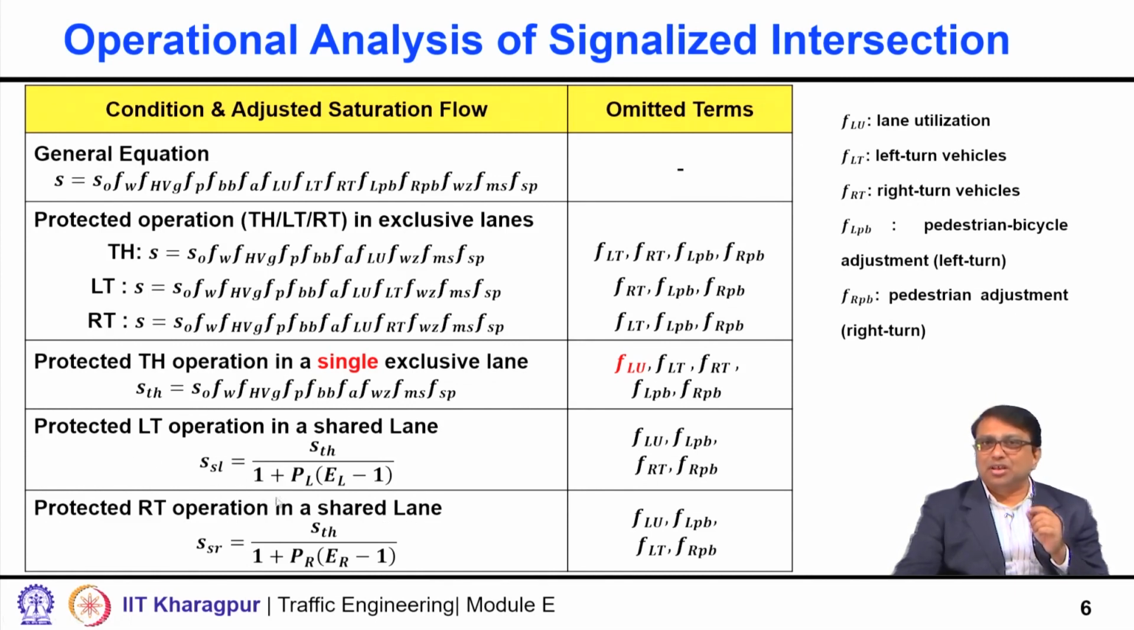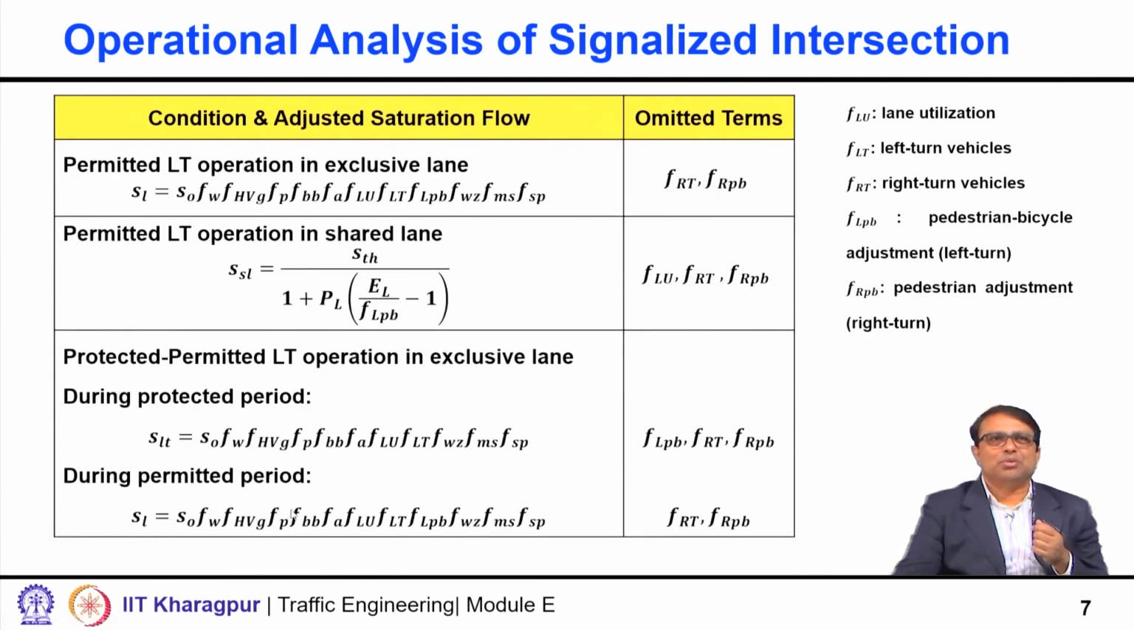So, the pedestrians are not coming into the picture so far, right. The protected right turn operation works exactly the same way. Here again, the through movement: what is the through saturation flow, then the equivalency for right turn vehicle, and the proportion of right turning vehicles in the stream. That way we can calculate the saturation flow.